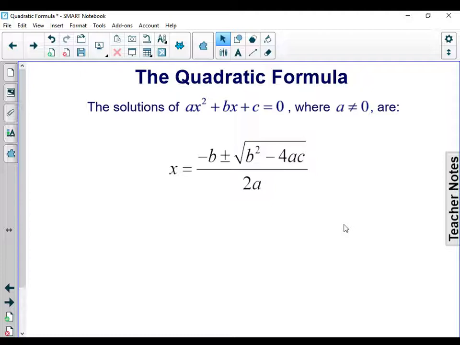Okay, here we go. X equals the opposite of b plus or minus the square root of b squared minus 4ac all over 2a. All right, y'all ready?